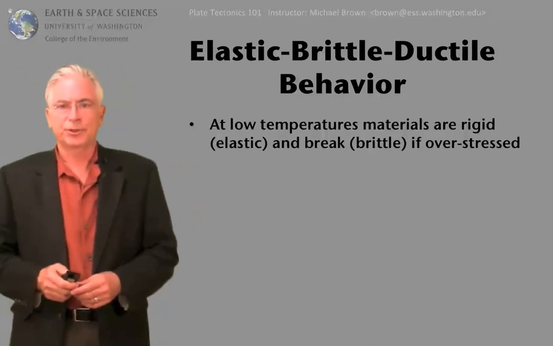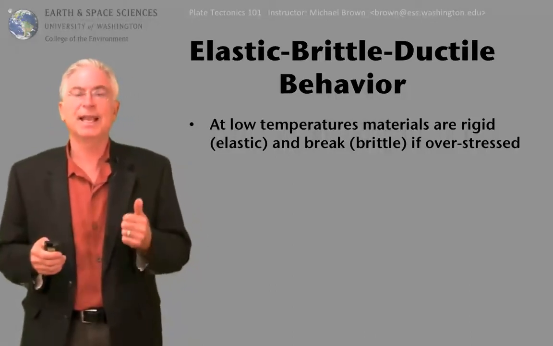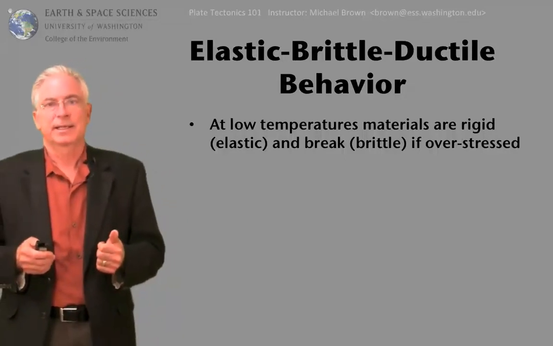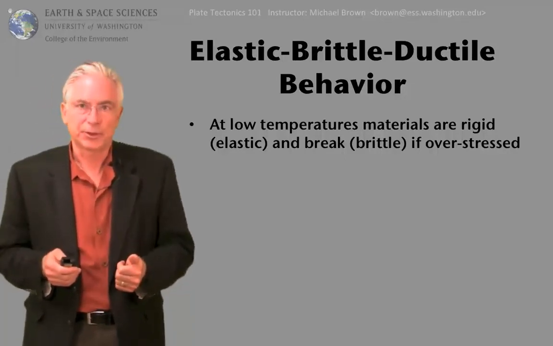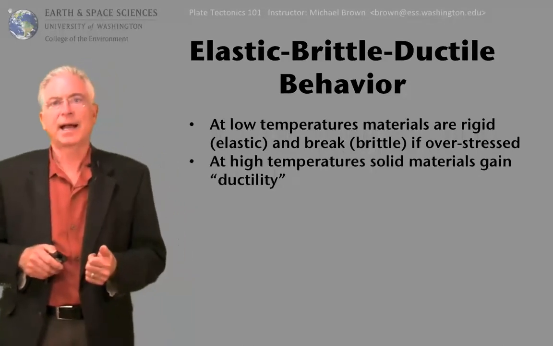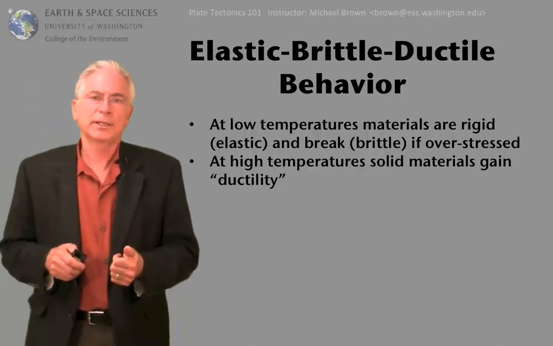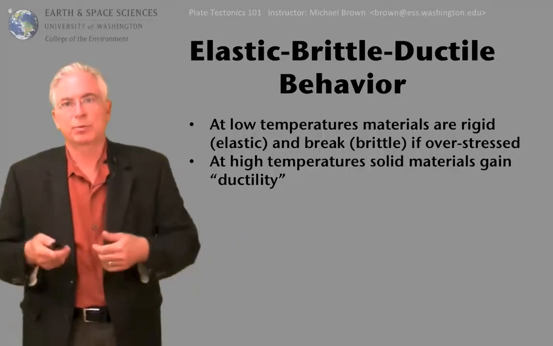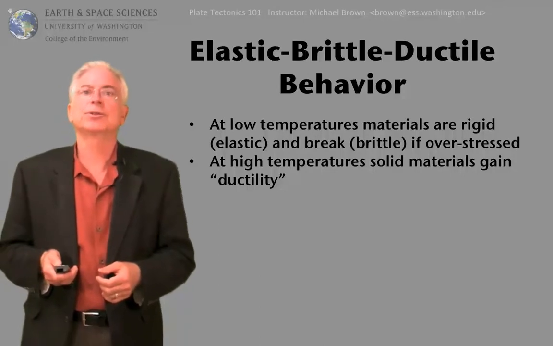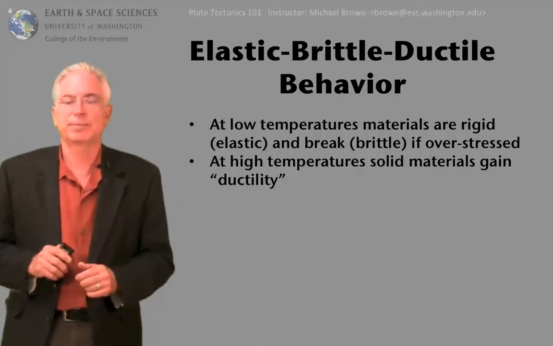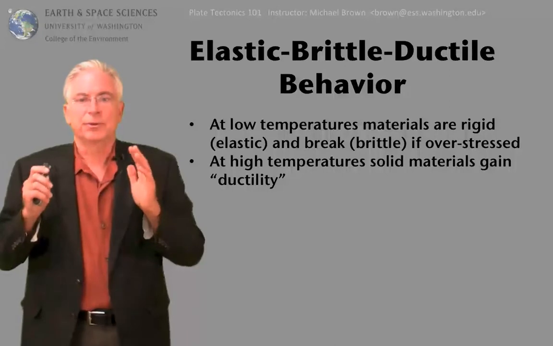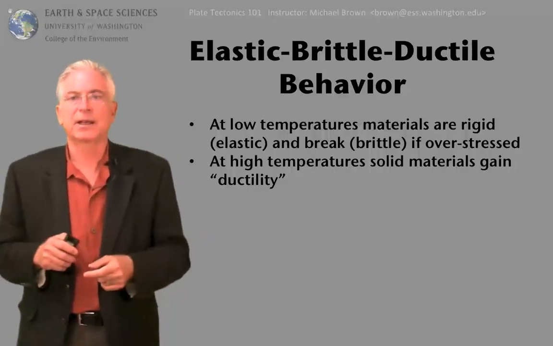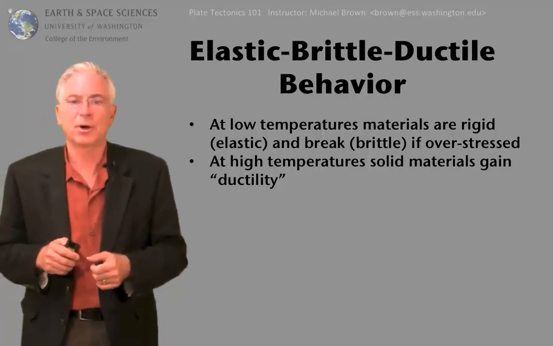So, at low temperature, materials tend to be rigid and elastic. They break in a brittle fashion if they are overstressed. At high temperatures, however, solid materials have increased ductility. This is why a blacksmith puts the horseshoe in the forge before trying to bend it to shape it to the shape of the horse's foot. You artificially heat it, deform it, cool it, and then it's permanently deformed in the shape that you want.